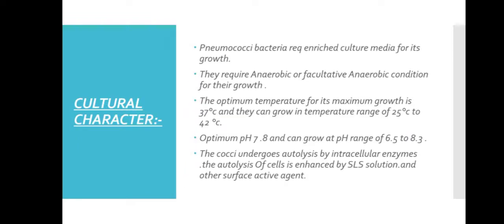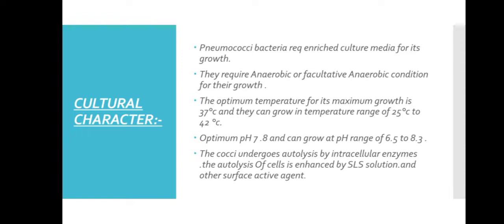Cultural characters. Pneumococci bacteria require enriched culture media for their growth. As it is a human pathogen and lives in the human upper respiratory tract, it gets much nutrient for its growth. When we culture them in the laboratory, all nutrients need to be given so that proper growth can be supported. Therefore, enriched nutrient medium is provided. They require aerobic or facultative anaerobic conditions for their growth.